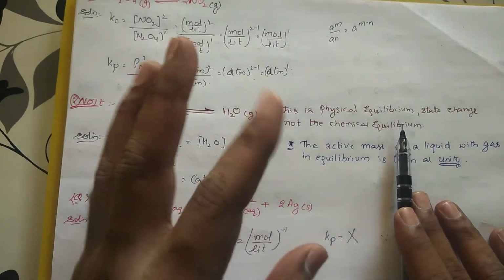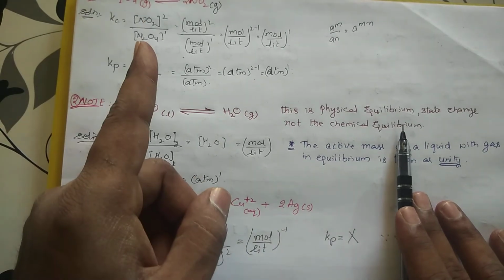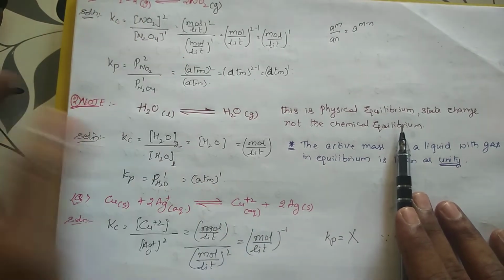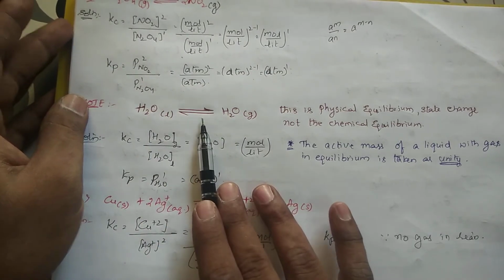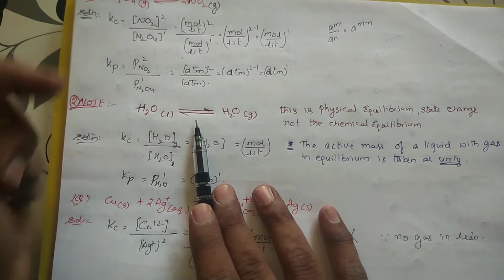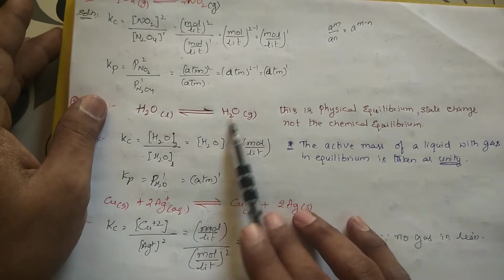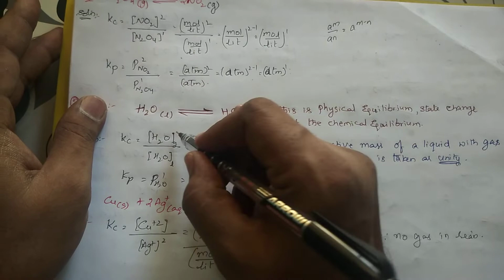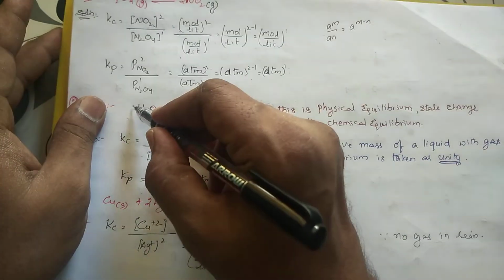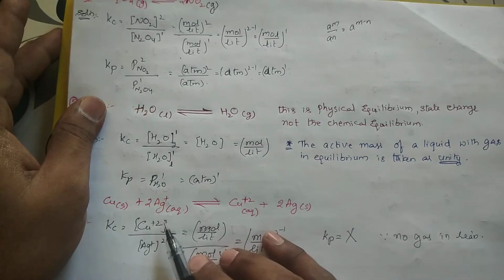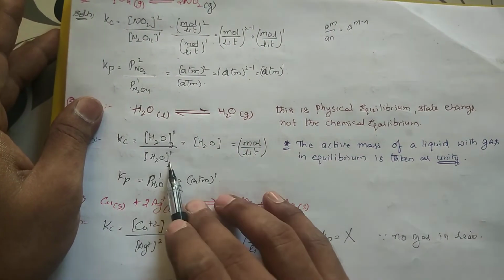Remember this, students. This is the important note. There are three notes. First one is solid is taken as unity, and the second note is whenever there is a physical equilibrium, whatever the compound is present in the liquid state, it is not taken into consideration, it is taken as unity. So H2O in the gaseous state, power 1, because stoichiometric coefficient is 1. H2O in the liquid state, stoichiometric coefficient is 1. As we are not taking the liquid condition one, it should not be taken.